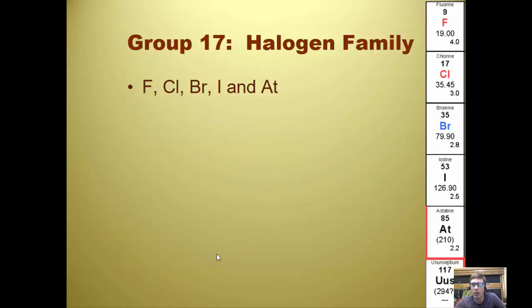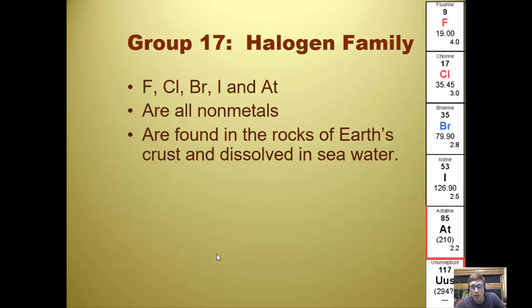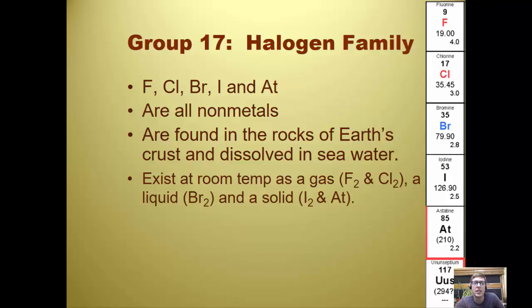Now on to the halogens. They've got fluorine, chlorine, bromine, iodine, astatine. All are nonmetals. All are found in the rocks of Earth's crust and dissolved in seawater. And they exist at room temperature as a gas, fluorine, chlorine, as a liquid, bromine. Again, bromine is the other liquid, just like mercury, at room temperature and 0 degrees Celsius, STP. And as a solid, iodine and astatine are a solid down here.